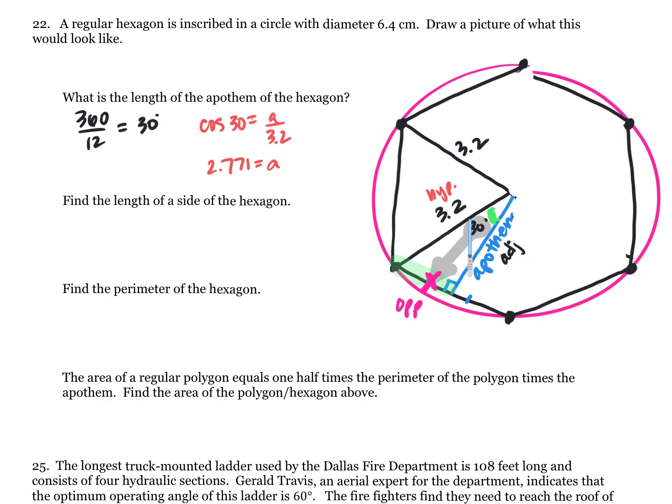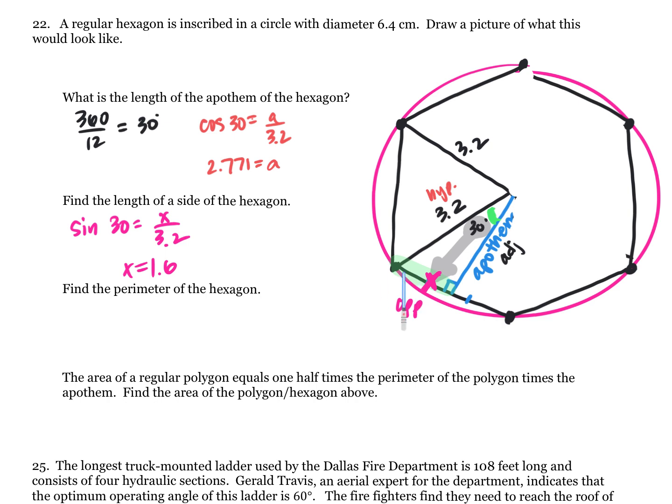Yes. Well done. SOH CAH TOA, if we need the opposite and we have the hypotenuse, S-O-H, sine. Sine of 30 is my opposite, which is X, over my hypotenuse. Cooper has predicted it's going to be 1.6. 3.2 times the sine of 30 is going to be, look at that, Coop. Beautiful.